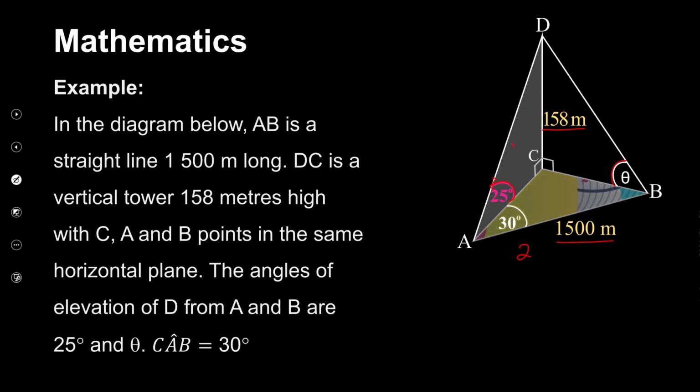But for these 2 triangles, we do have enough information to solve the right angle triangles, because remember, for this ADC, we have 2 bits of information. Here we only have 1 bit of information. We've only got 158 meters. So the triangle we can solve as it stands is triangle ACD.